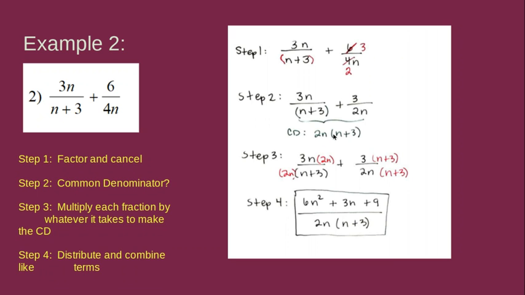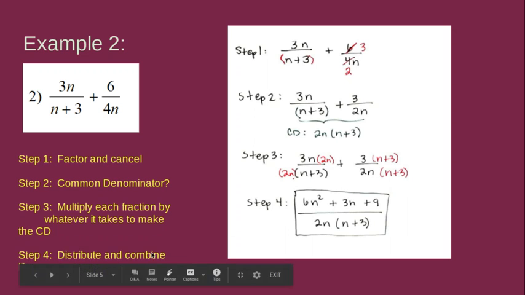All right, what will our common denominator be? Well, like I said, that n plus 3 is a package deal. We're stuck with it. And then I'll just slap the 2n on the front. So level things out now. I need to multiply my first fraction by 2n. I need to multiply my second fraction by n plus 3. So that's step 3. Multiply each fraction by whatever it takes to make the common denominator.